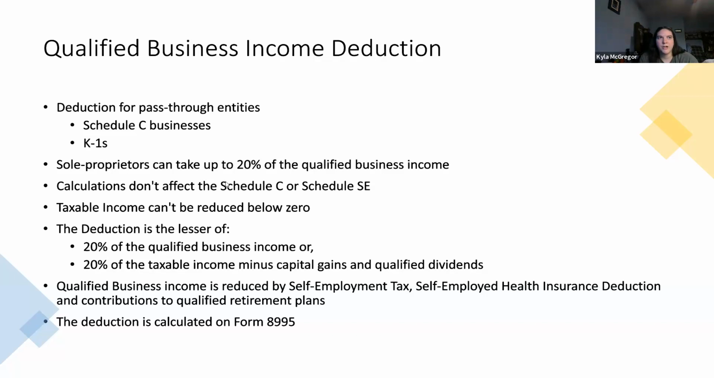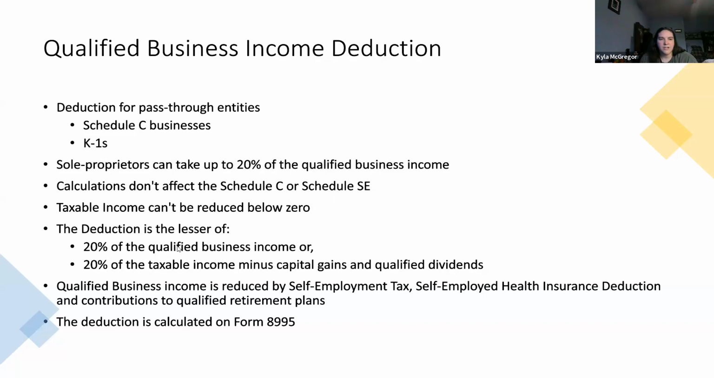And this deduction falls right underneath where the standard deduction or itemized deduction is. So this is an adjustment to income. It's not a credit or anything like that. It's just deducting how much income you have. It doesn't affect what your Schedule C or Schedule SE calculations are. It calculates it based on the net of your Schedule C, and it doesn't take into account your self-employment tax. It can't reduce your income past 0. So even though it's 20%, if 20% would be more than what your income is, then it would only reduce it to 0.